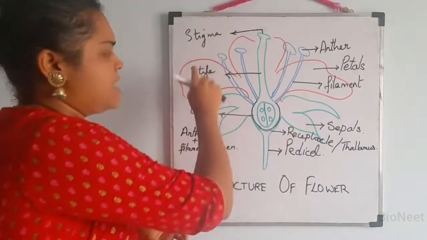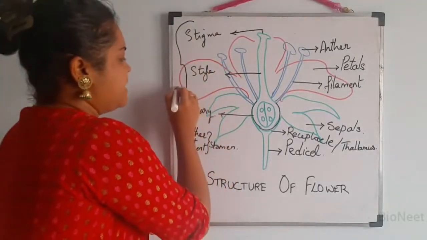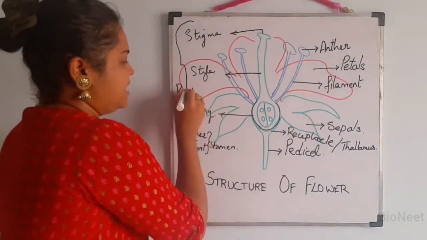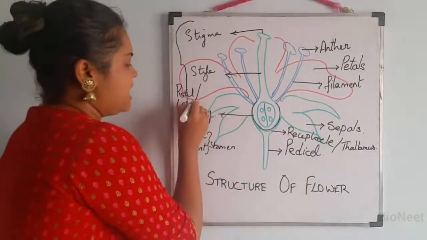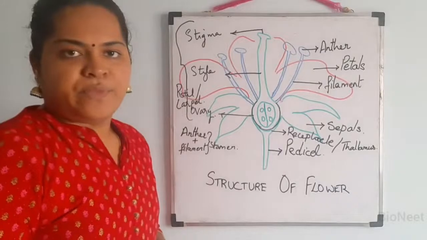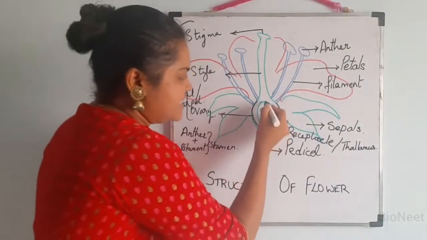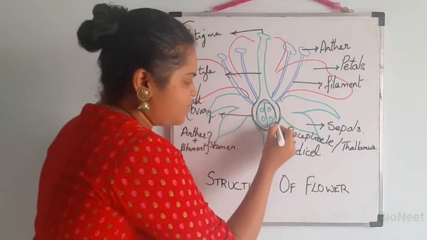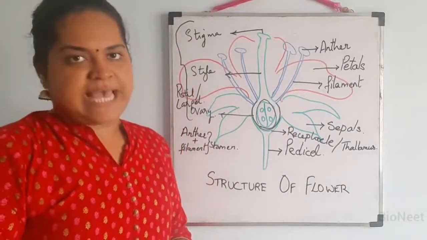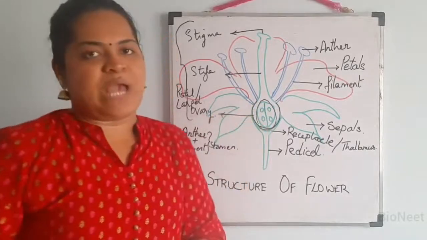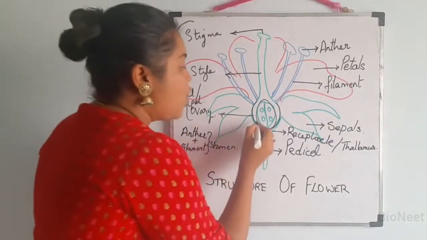This stigma, style and ovary together we call the pistil, or it is also called the carpel. Inside the ovary you can see a globular sac-like structure called the embryo sac, and inside the embryo sac we have the eggs, the female gametes, which we call the ovules.